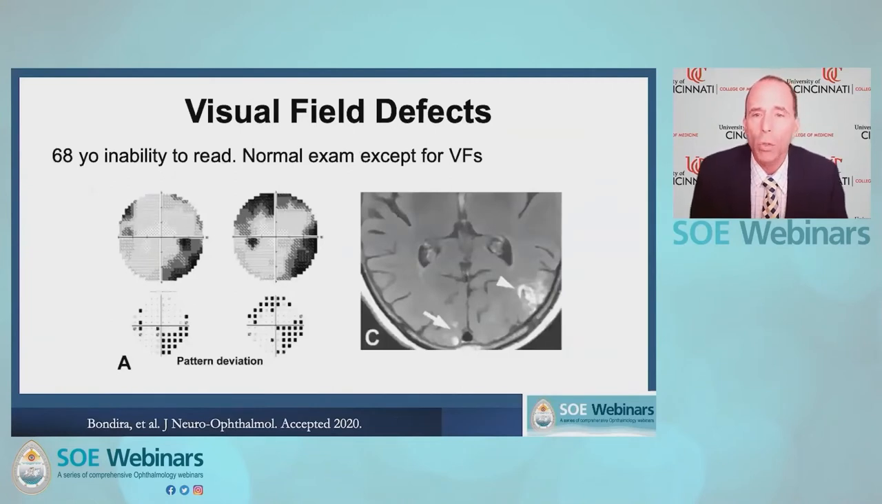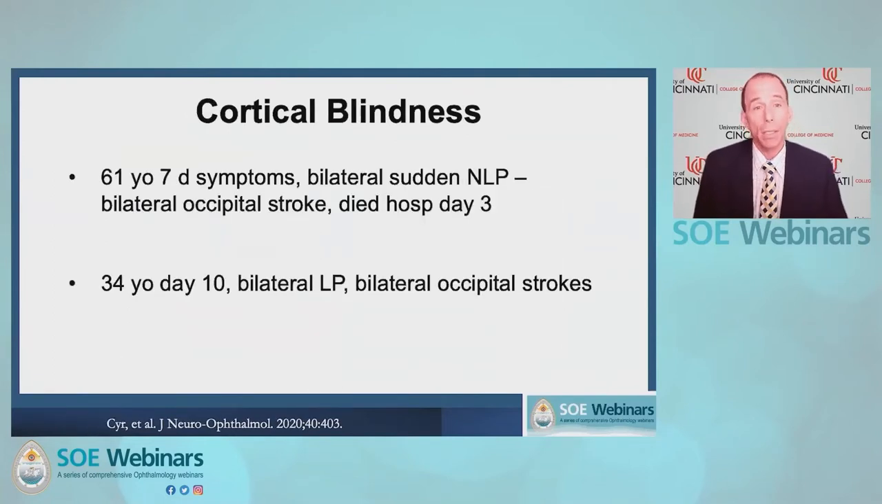And field defects related to retrochiasmal lesions or abnormalities in this patient from Bandira, a 68-year-old, who complained of the inability to read. They had bilateral occipital lesions causing bilateral homonymous defects. The rest of the examination was normal. And cortical blindness. So this unfortunate gentleman, 61-year-old, had bilateral, sudden, no light perception with extensive bilateral occipital strokes, and unfortunately passed away on day 3 of the hospitalization. And then a second patient, a younger person, again bilateral, light perception vision from bilateral occipital strokes.